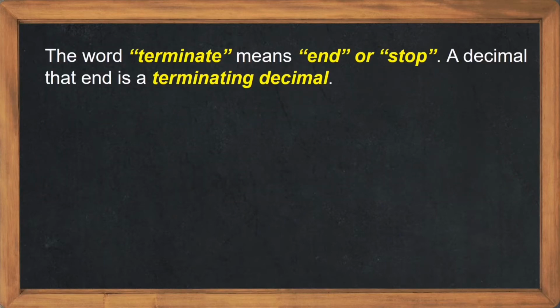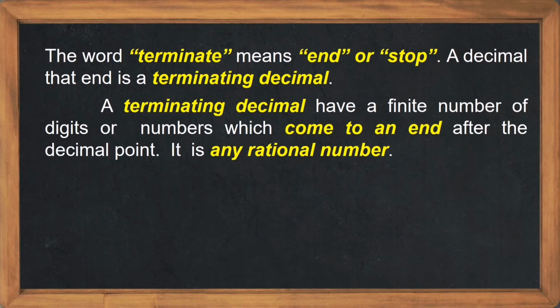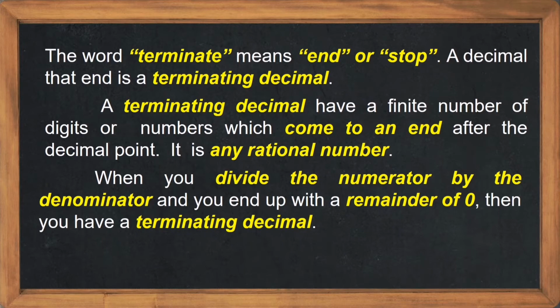The word terminate means end or stop. A decimal that ends is a terminating decimal. A terminating decimal has a finite number of digits which come to an end after the decimal point. It is any rational number. When you divide the numerator by the denominator and you end up with a remainder of 0, then you have a terminating decimal.